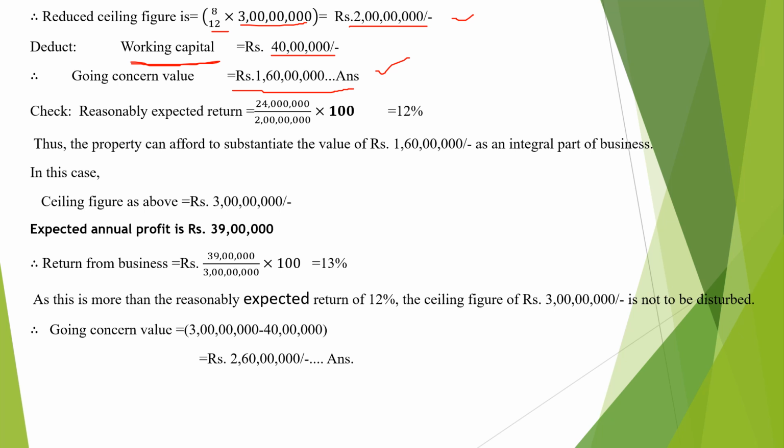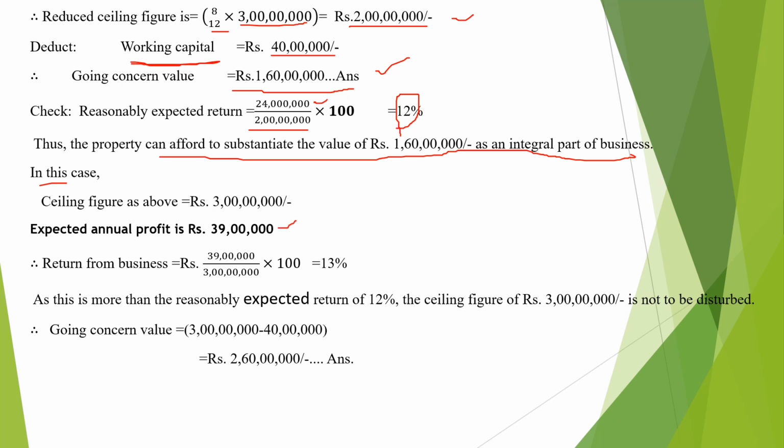So see here, the reasonably expected return is 24 lakh. Now this return is on 2 crore instead of 3 crore, so you will be getting 12% returns. Thus the property can substantiate the value of 1 crore 60 lakh as an integral part of the value in this case. So that is the ceiling figure. Now in the second case, the expected annual profit is given to you as 39 lakh.